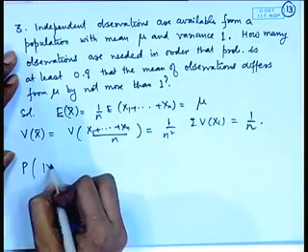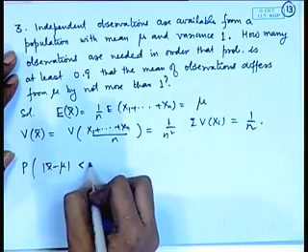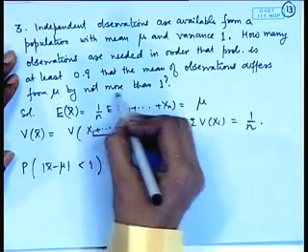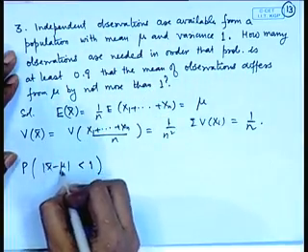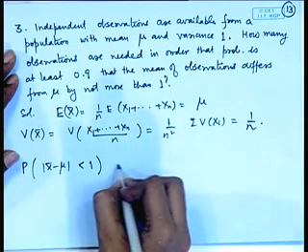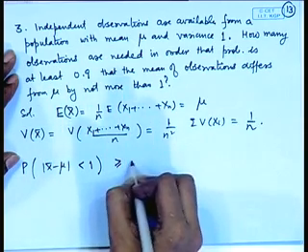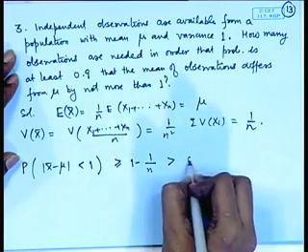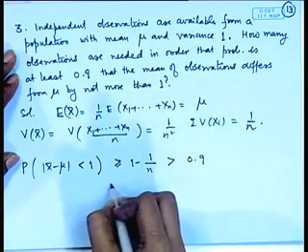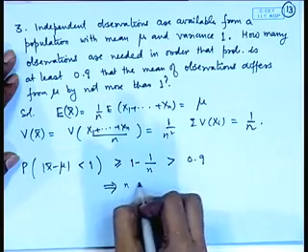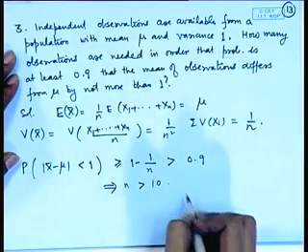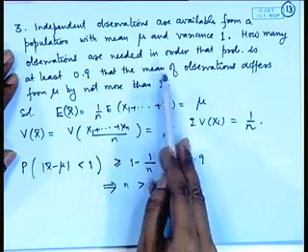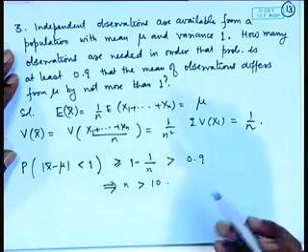So, we want the probability that modulus of x bar minus mu is less than 1, that is, the mean of observations differs from mu by not more than 1. By Chebyshev's inequality it is greater than or equal to 1 minus 1 by n. Now, we want it to be more than 0.9. So, this means n should be greater than 10. So, we need at least 10 observations so that the mean of observations differs from mu by not more than 1.